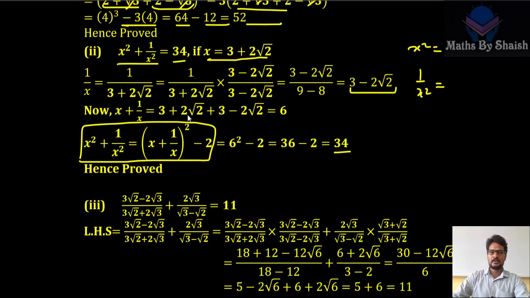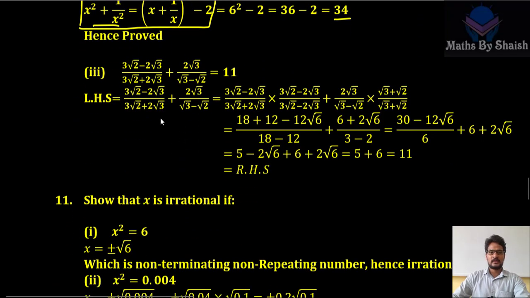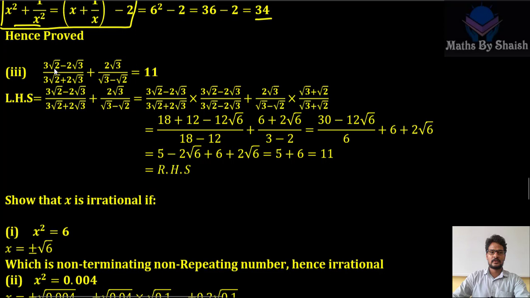So 3 plus 2 root 2 and 3 minus 2 root 2, these two got cancelled, we got 6. So once we got x plus 1 upon x, we can directly calculate x square plus 1 upon x square. The last part is 3 root 2 minus 2 root 3 upon 3 root 2 plus 2 root 3 plus this. So we can see that the denominators of these two fractions are not rationalizing factors of each other.